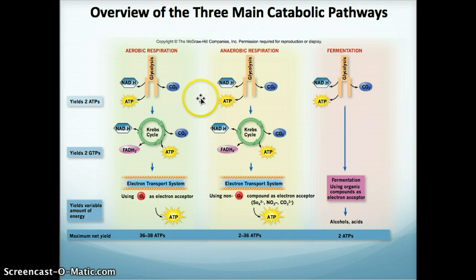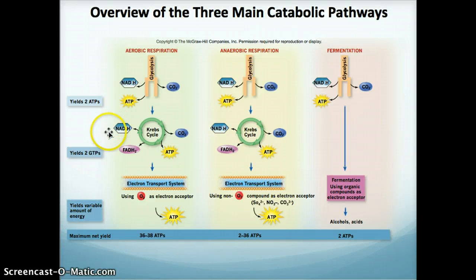All three of these processes begin with the process of glycolysis. You can see that here in kind of a peach color. Glycolysis is the breakdown of glucose into pyruvic acid, which yields 2 ATPs. So across the board, all of these pathways will yield 2 ATPs. It's after this point that we see a change in how many ATPs are generated.